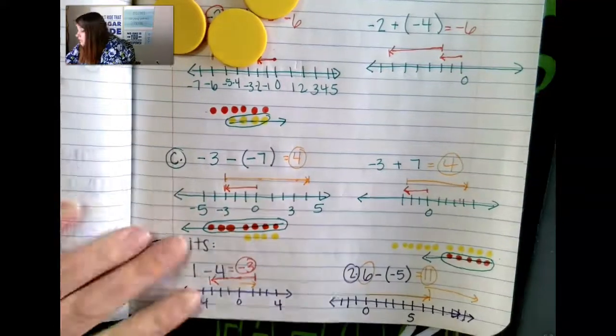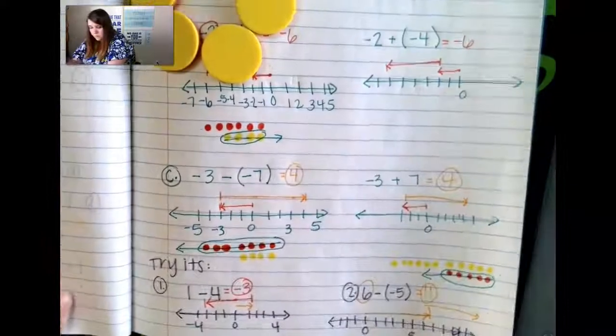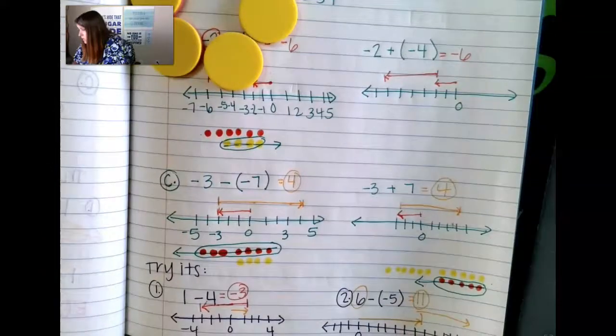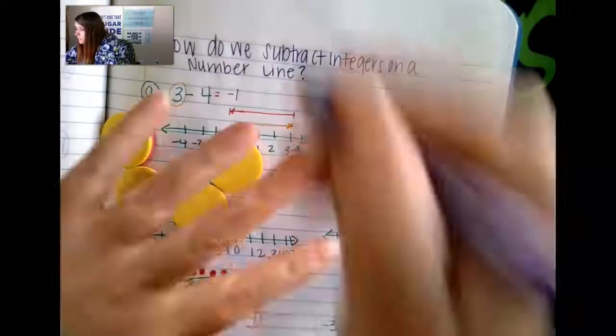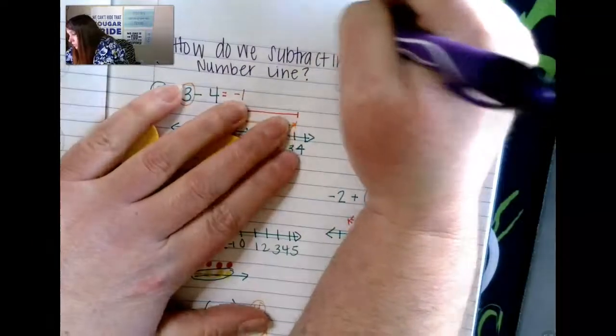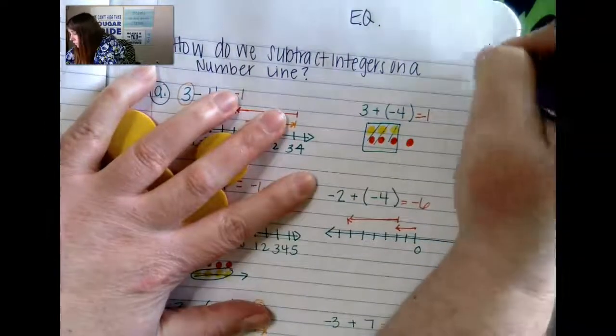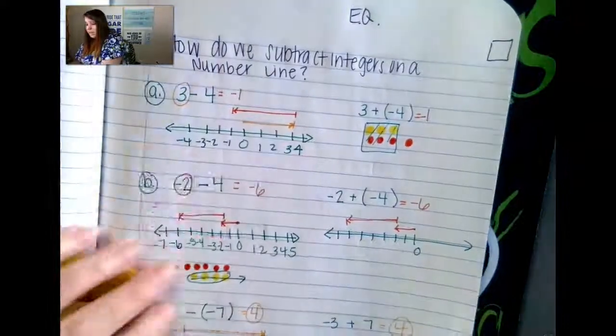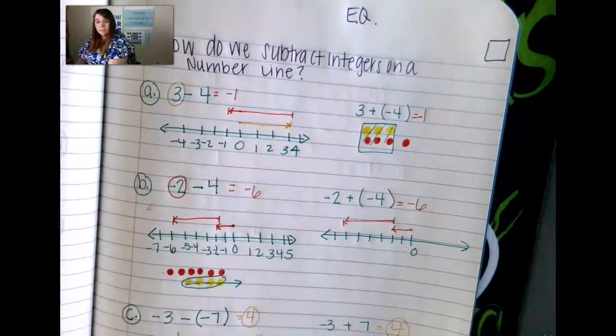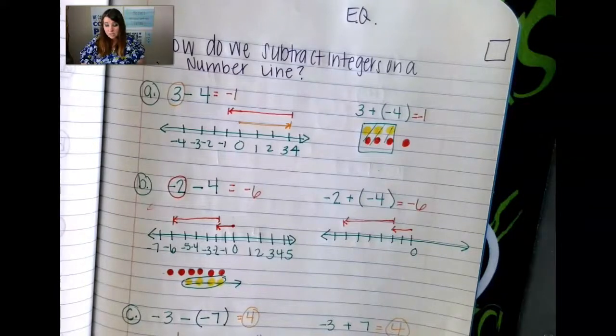So somewhere on your paper, I want you to answer your essential question, and then put your rating out of 3 where you're at. Again, come to the Google Meet if you need extra support. Otherwise, you can go ahead and head on over to your practice work.